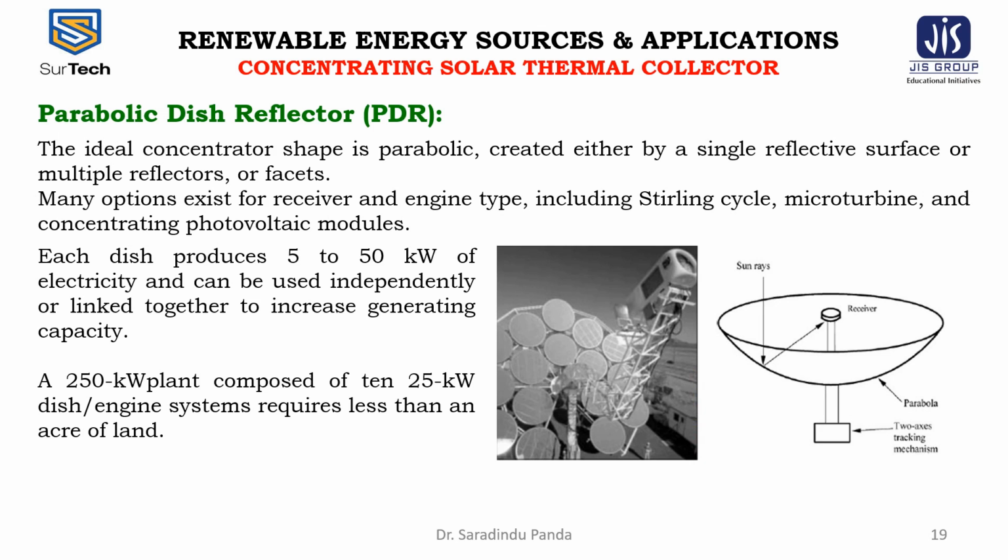The ideal concentrator shape is parabolic, created either by a single reflective surface or multiple reflectors or facets. Many options exist for the receiver and the engine type, including the Stirling cycle, microturbine, and concentrating photovoltaic modules. Each dish produces 5 to 50 kilowatts of electricity and can be used independently or linked together to increase the generating capacity. A 250 kilowatt plant composed of 10-25 kilowatt dish engine systems requires less than an acre of land.